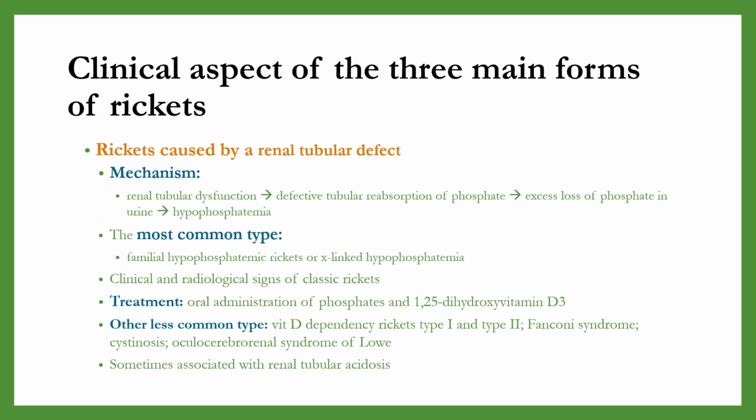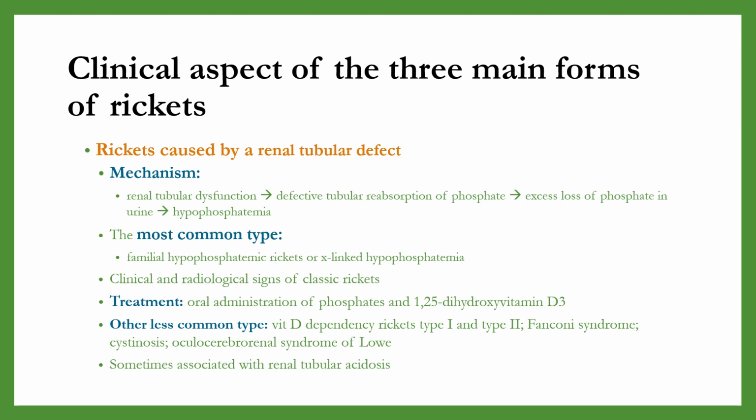The third is rickets caused by renal tubular defect. The underlying mechanism is renal tubular dysfunction, which results in defective tubular reabsorption of phosphate. Therefore, there is an excess loss of phosphate in urine and this results in hypophosphatemia. It is the most common type, familial hypophosphatemic rickets, or X-linked hypophosphatemia.